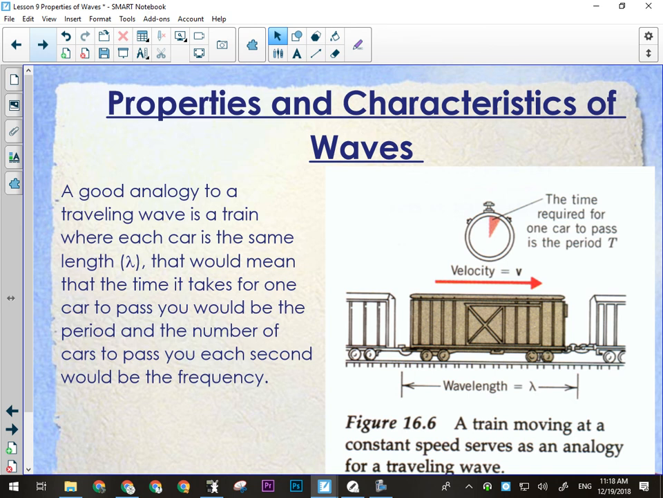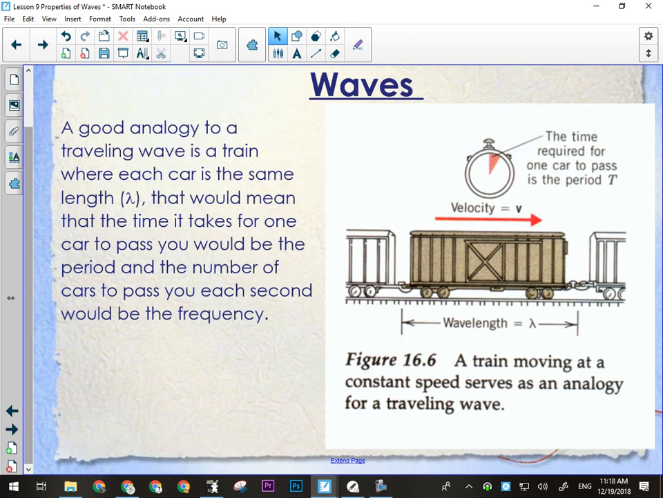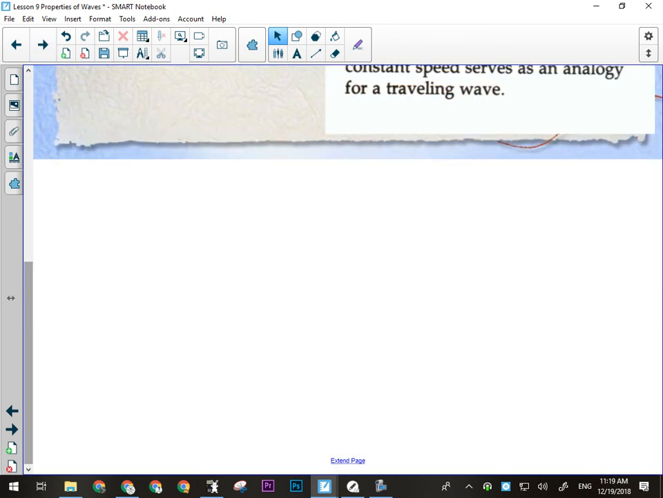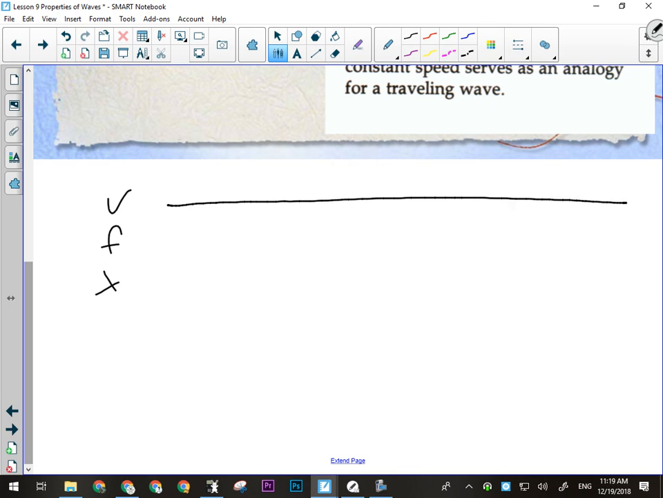Now, the big things about a wave as it travels are speed, frequency, and wavelength. Those are the big things. We'll talk about the universal wave equation that governs this tomorrow. But if I slow a wave down, then these other factors might have to change. Would you agree?